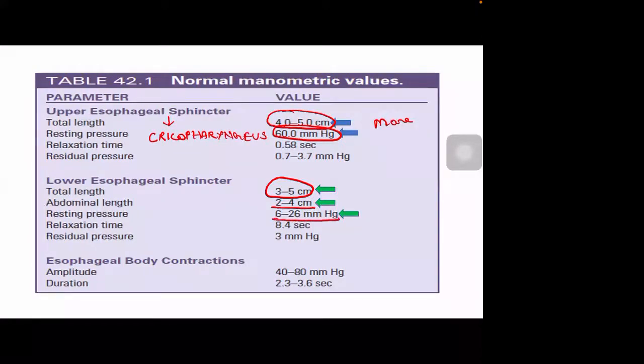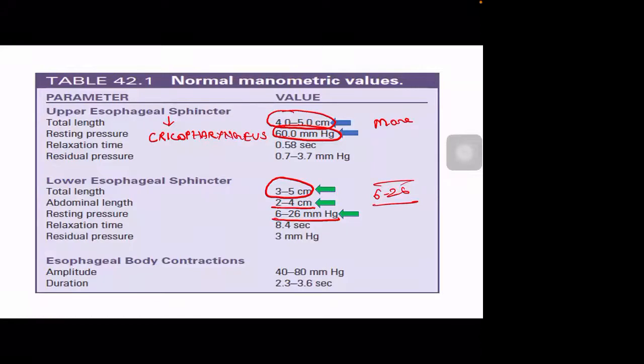See the resting pressure in the esophagus, it's less. In the upper esophageal sphincter it is 60 millimeter mercury, but in the lower it is around 6 to 26 only. That is because we want the food to enter the stomach, so we don't want it to be in a phase of always very tight contraction. At the same time, we want to prevent the reflux of contents back from the stomach into the esophagus. So it maintains a pressure of around 6 to 26 millimeter of mercury.